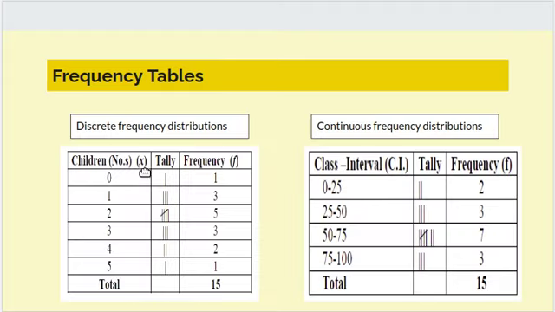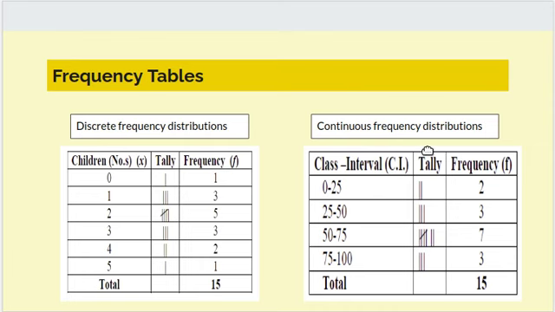Let's see them. Firstly, discrete frequency distribution. This is the frequency table of a discrete frequency distribution, so now we will understand how to create a frequency table as well. This is a kind of raw data, and we are trying to make it into a frequency. This is the number of children. 0 occurred only once, so it is 1. 1 occurred thrice, so it is 3. This is how we represent the frequency with the help of tally.